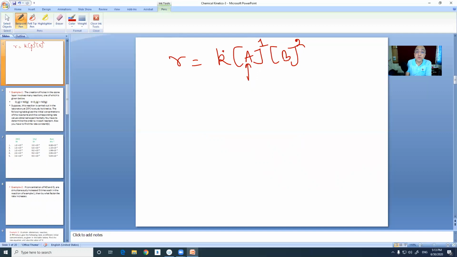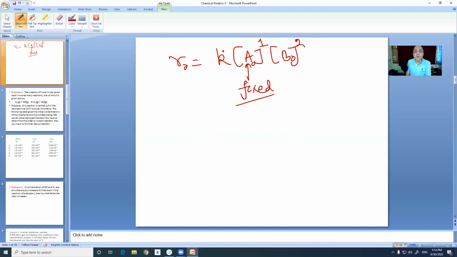So for example, if you want to find out the order with respect to B, you have to keep the initial concentration of A fixed. Change the B concentration. Supposing it is doubled, then the rate will be increased by 4 times. If it is tripled, then the rate will increase by 3 to the power 2, 9 times. Square times it increases, as we keep the concentration of one reactant fixed.